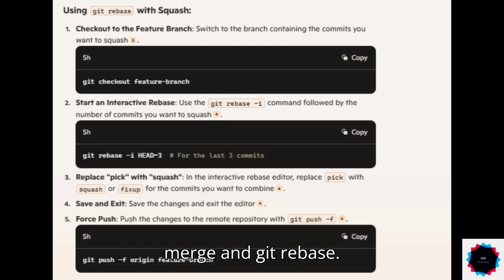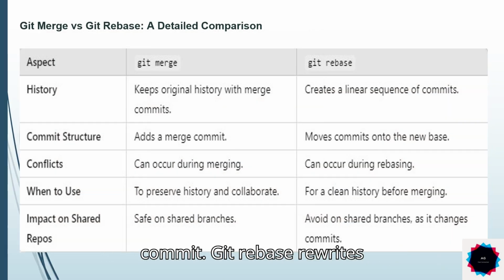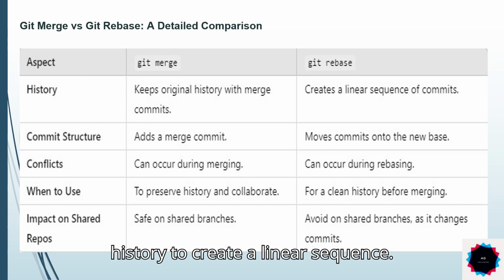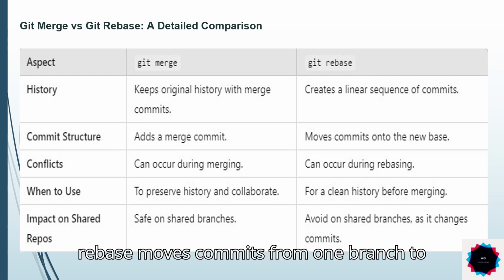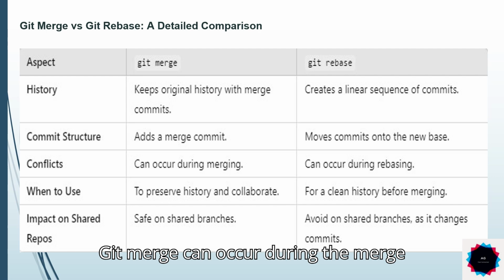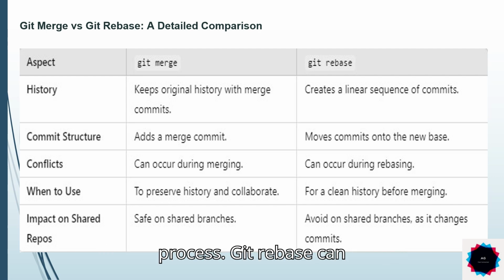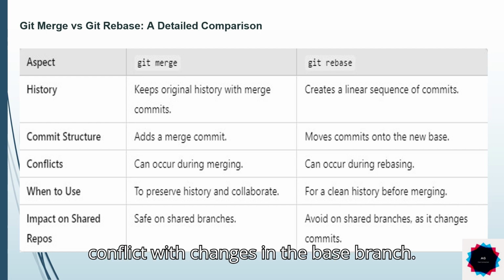Key differences of git merge and git rebase. History: git merge keeps both branch histories and creates a merge commit. Git rebase rewrites history to create a linear sequence. Commit structure: git merge adds a new merge commit. Git rebase moves commits from one branch to the new base. Conflicts: with git merge, conflicts can occur during the merge process. With git rebase, conflicts can occur during the rebase if commits conflict with changes in the base branch.